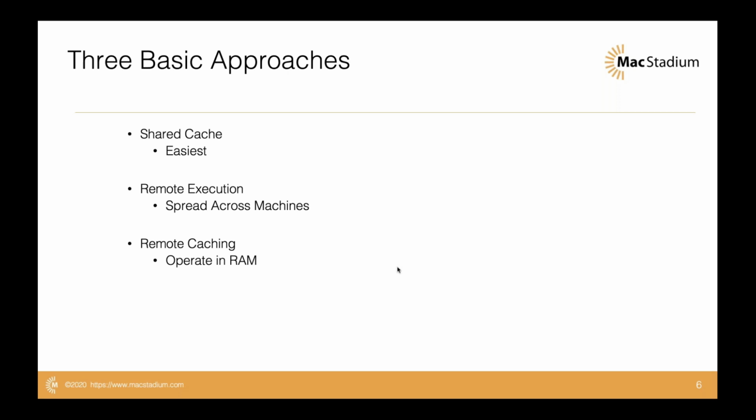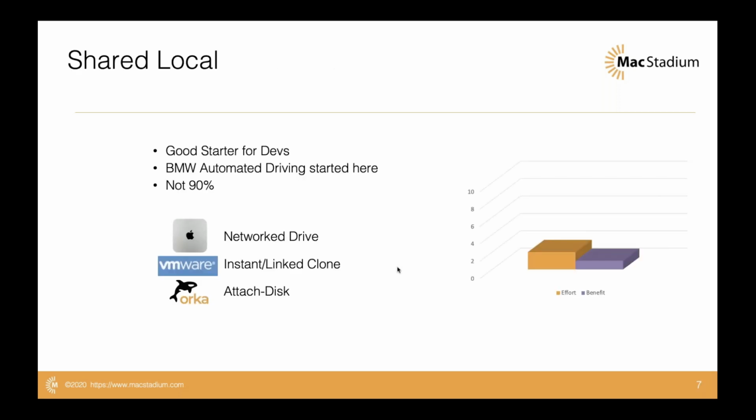BMW did try all three of these. They don't talk about it, but they actually did shared cache as their first step. I know the consultants who helped implement that, and the first couple of adopters just did a real simple setup. And again, it's easy. There's a clear path if you're just using a simple networked storage shared space.